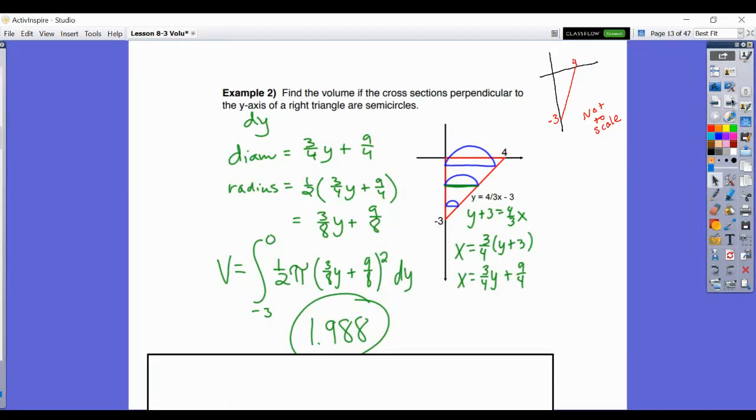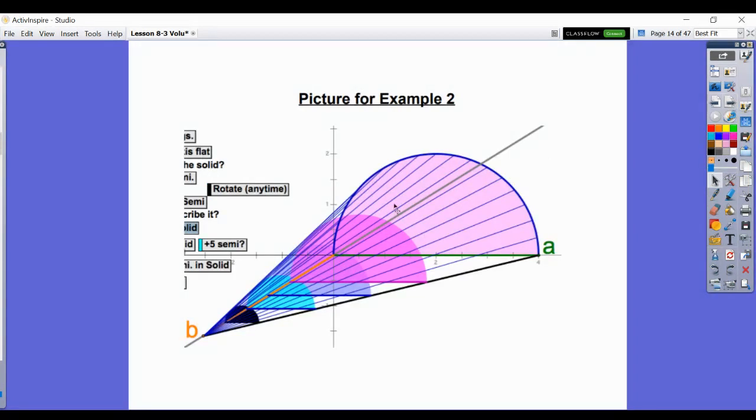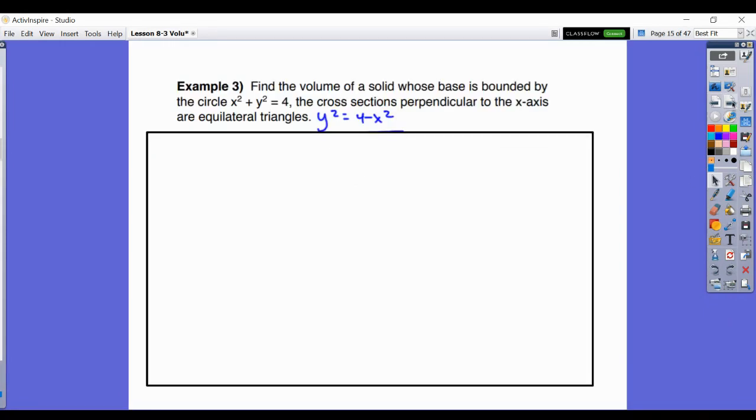Okay, on to example 3. Oh, sorry, this is actually a digital picture of that. So here's your right triangle and your semicircles. And so it would make kind of a slanted half cone shape. So you can get some pretty interesting shapes with these volume problems. All right, here's another one.